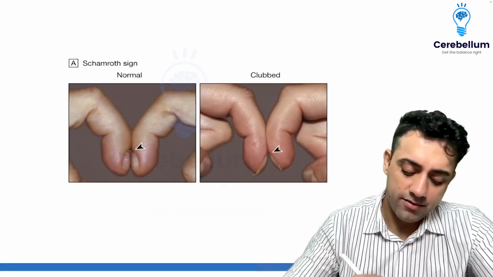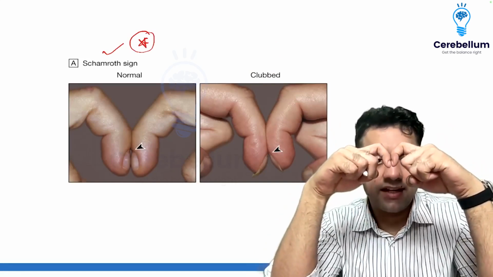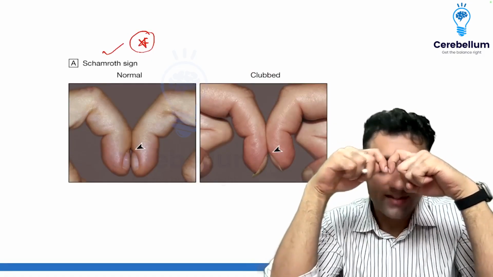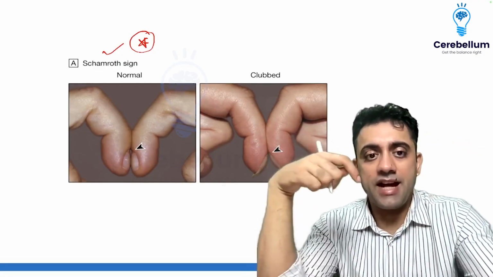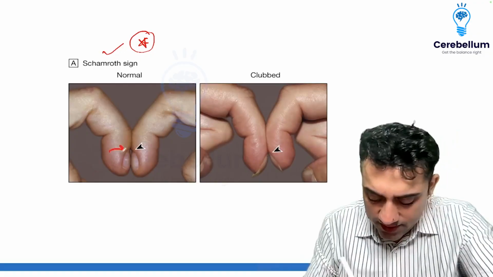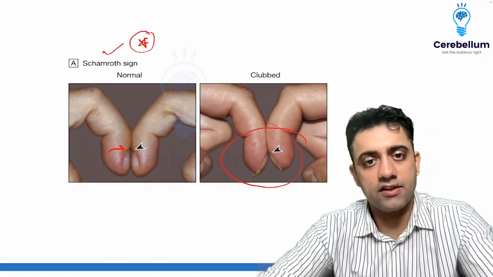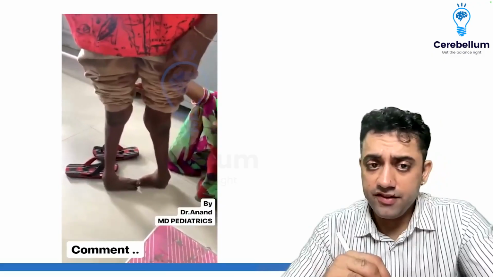And this is the Schamroth sign. It's a clinical question basically. This is the Schamroth sign like this, and normally if I touch fingers like this, a diamond should be visible inside. If you can see this arrow, this one, there is a diamond inside, and here it is gone. That's what clubbing is.